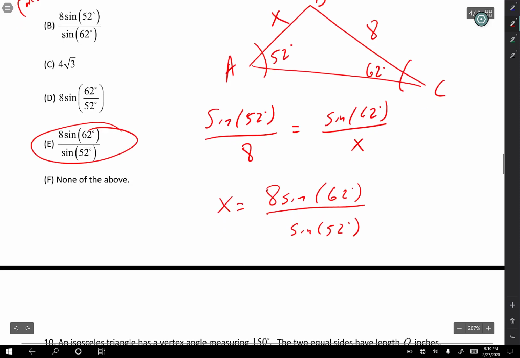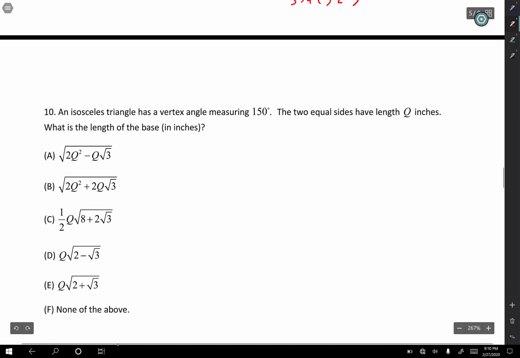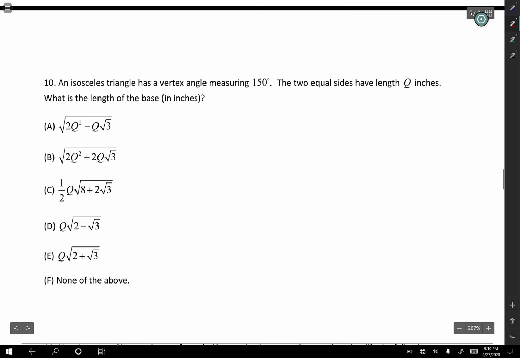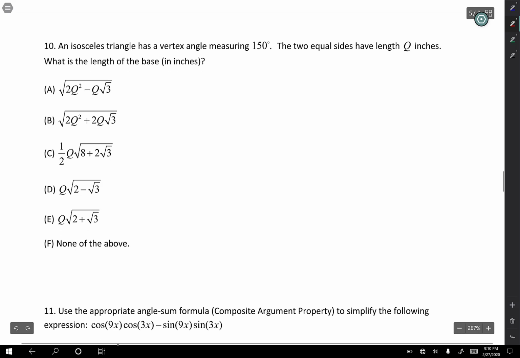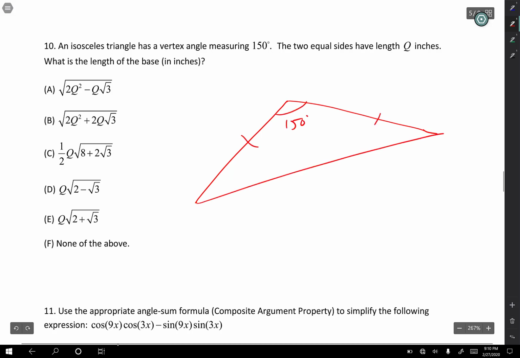We're doing pretty good on time, guys. Let's keep going. Number 10 says, an isosceles triangle has a vertex angle measuring 150 degrees. The two equal sides have length Q. Let's see if I can draw that. I'm going to say that's 150 degrees, and this is Q and Q. What is the length of the base in inches? This is going to be the base, so I'm going to say that's X, and that's what I want. We're not going to use the 15 degrees.